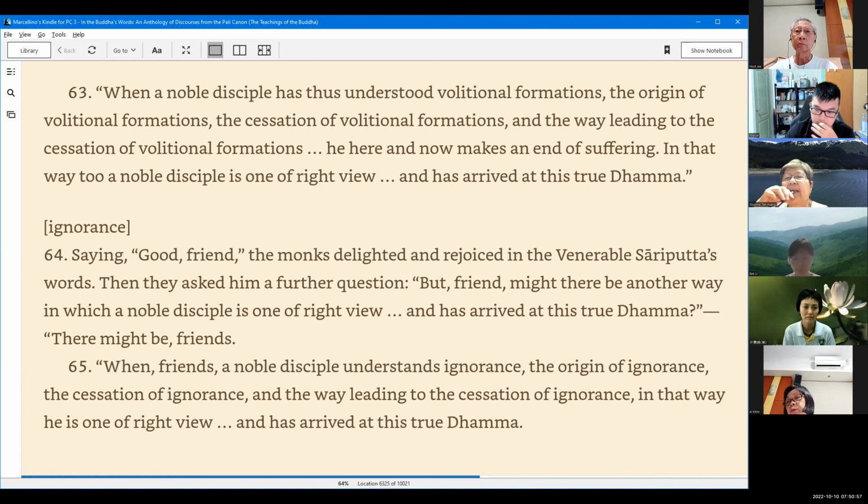Ignorance. Saying, "Good friend," the monks delighted and rejoiced in the Venerable Sariputta's words. Then they asked him a further question. "But friend, might there be another way in which a noble disciple is one of right view and has arrived at this true Dharma?" "There might be, friends. When, friends, a noble disciple understands ignorance, the origin of ignorance, the cessation of ignorance, and the way leading to the cessation of ignorance, in that way he is one of right view and has arrived at this true Dharma."